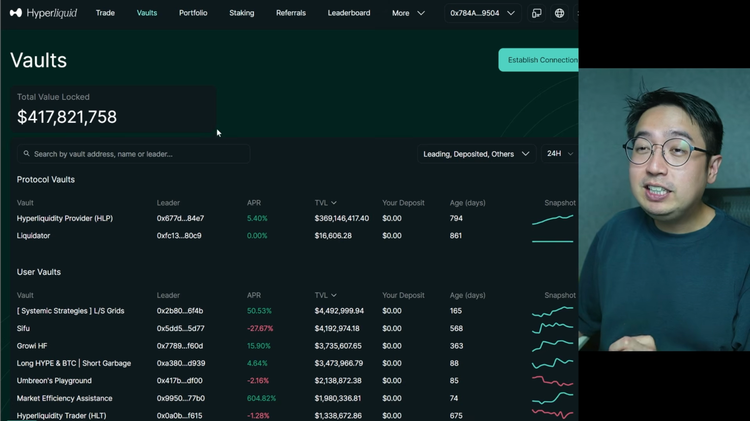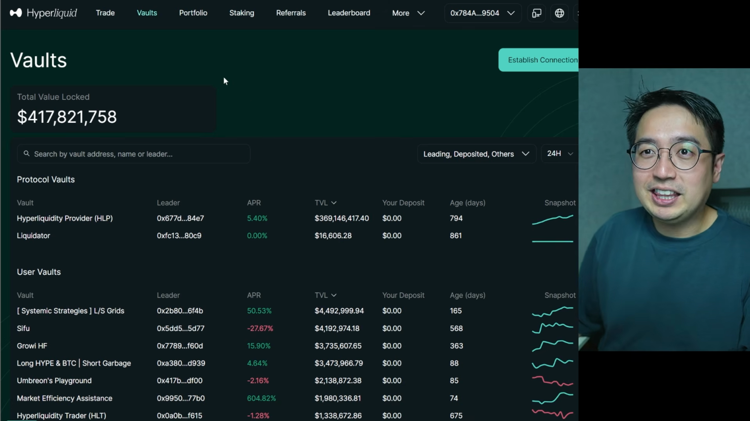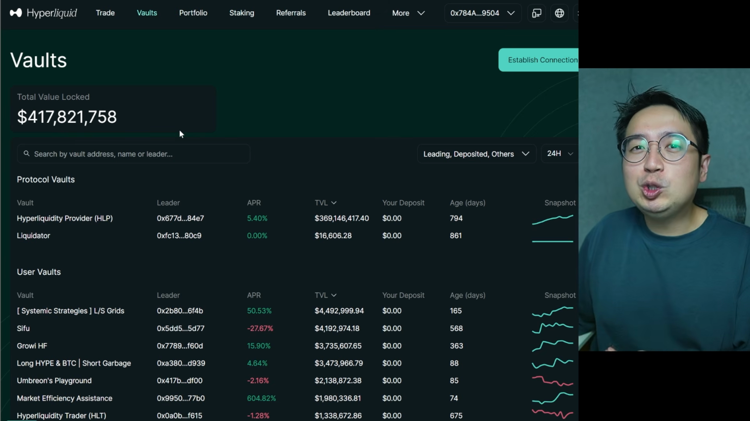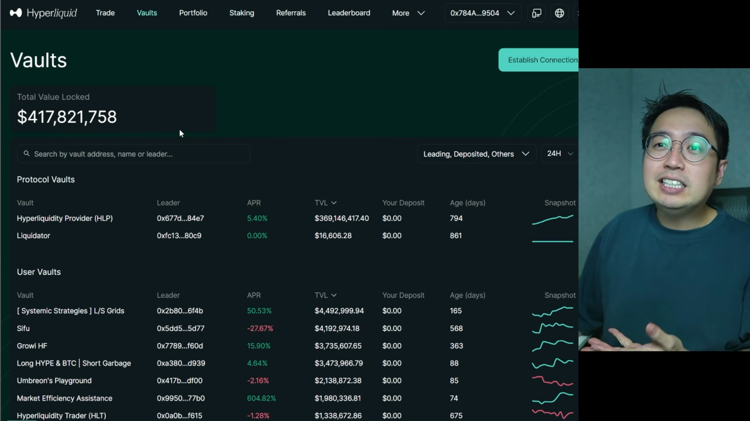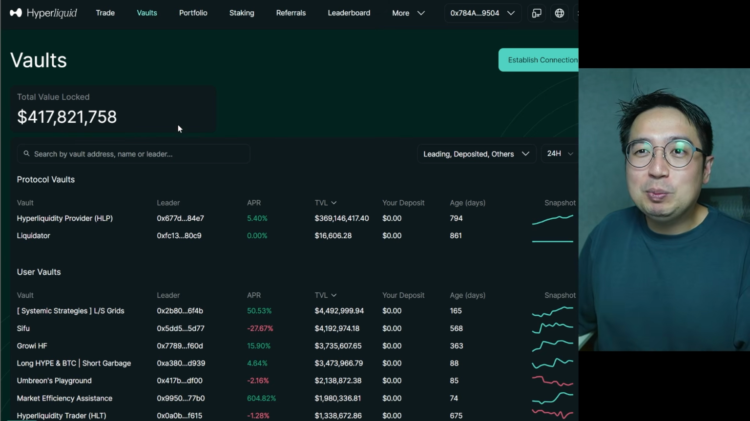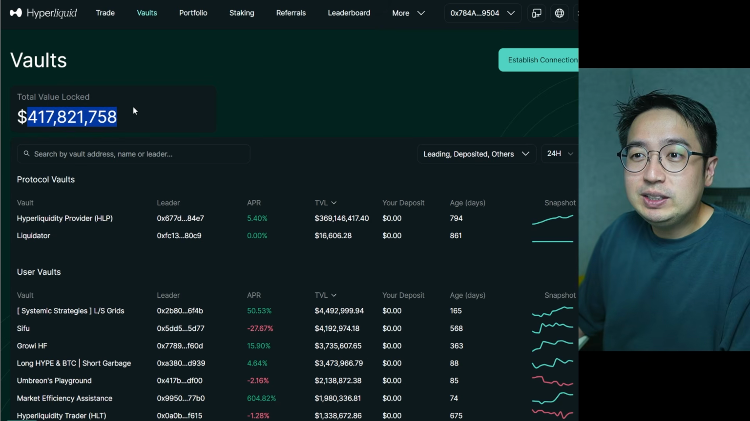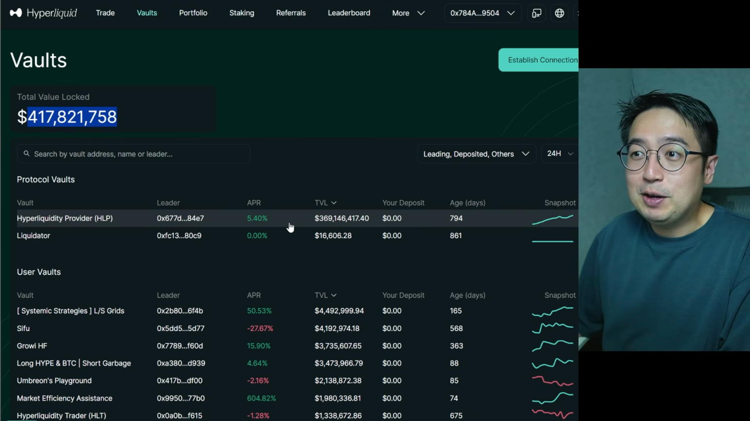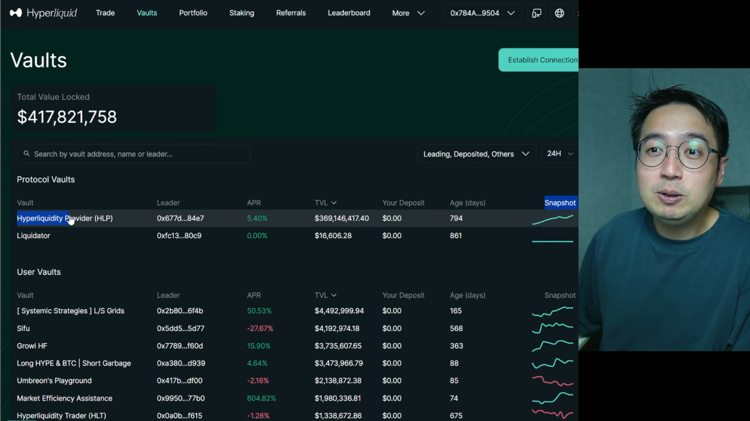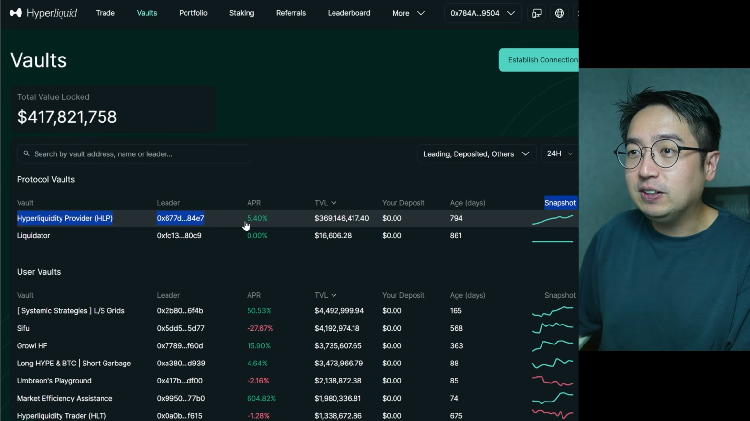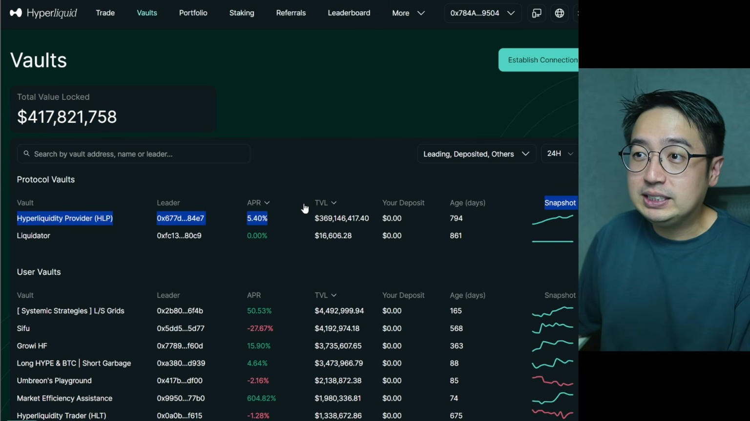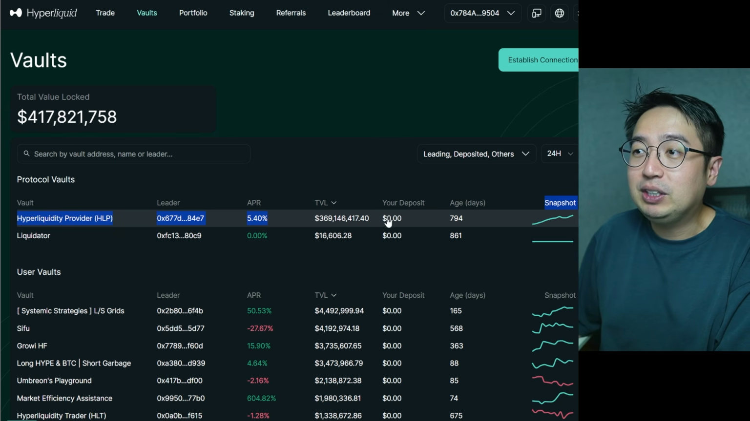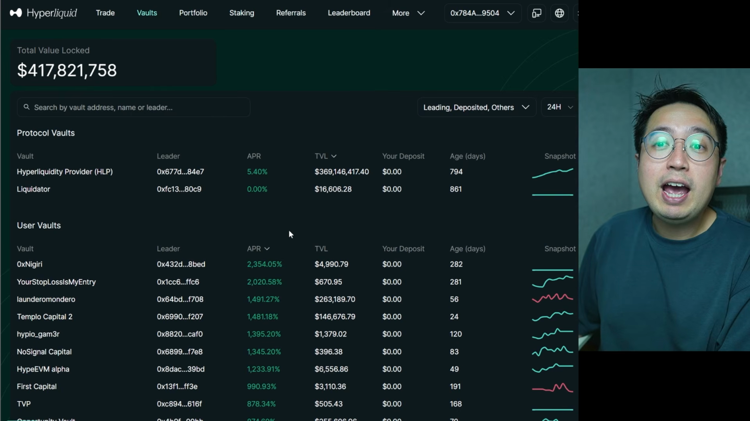Hyperliquid Vaults. Now this is one of the most interesting products that they have that you might want to use because you can invest in other people's trading strategies and either make money or lose money. You can see that there is $417 million locked in Hyperliquid Vaults. Now, most of that money is in the Hyperliquidity Provider Vault at 5.4% APR and a TVL of about $370 million. And below that, we have User Vault.